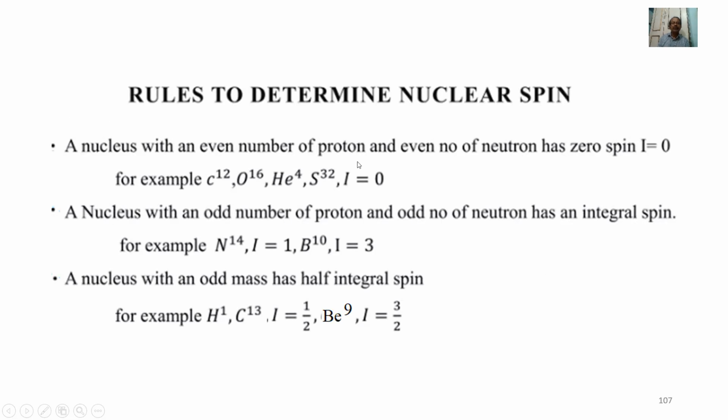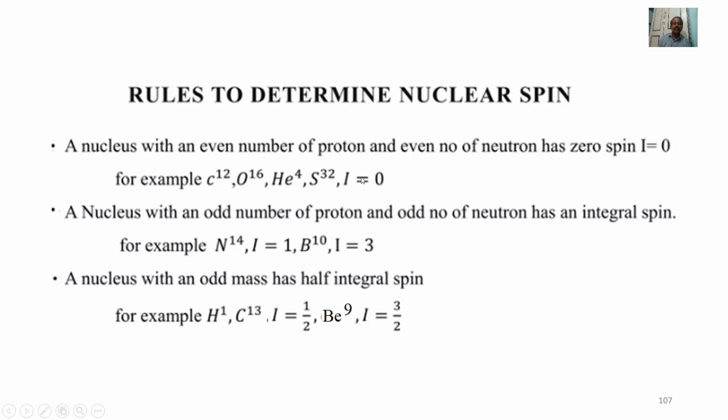The rules to determine nuclear spin. A nucleus with an even number of protons and an even number of neutrons has zero spin, that is, the nuclear spin I equals 0. For example, C12, O16, and so on. When you take C12, 6 protons and 6 neutrons are there, so an even number of protons and an even number of neutrons.